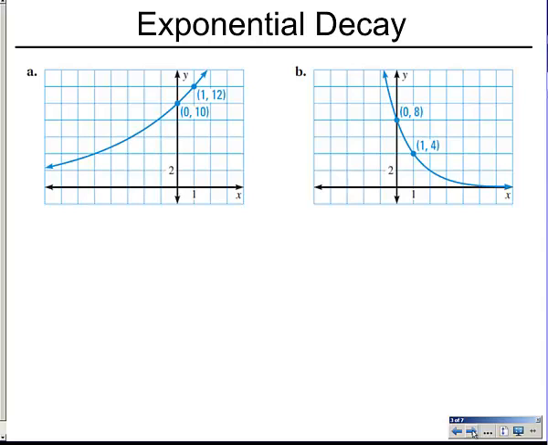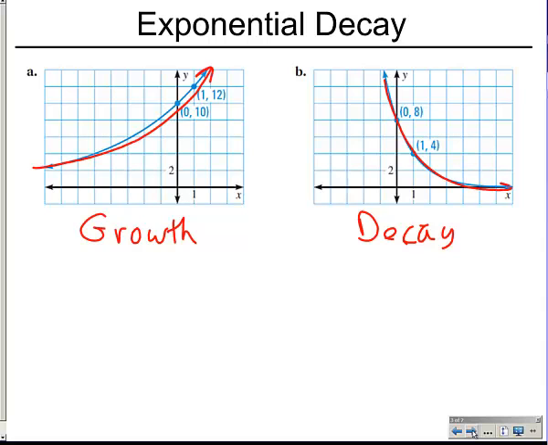Here's an example of exponential decay next to exponential growth. On this side we have growth, and you can see as we go from left to right, things are getting bigger. And on the right hand side we have decay, which means as we go from left to right, things are getting smaller, approaching 0.